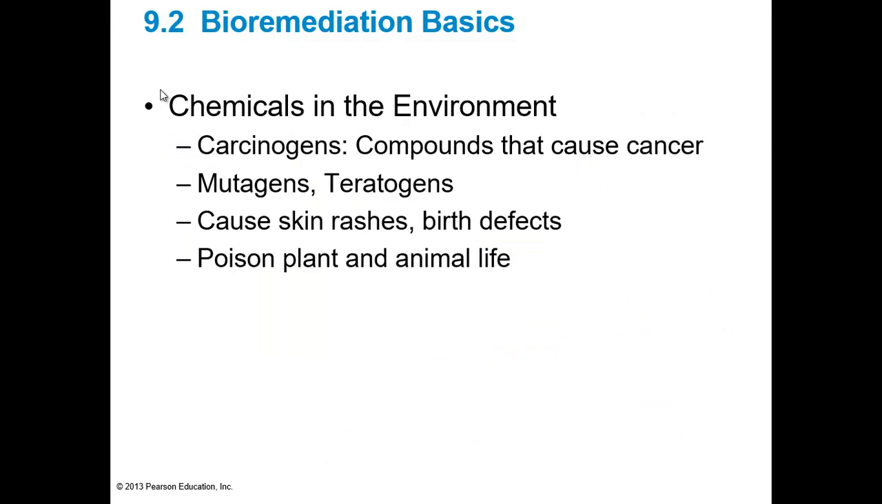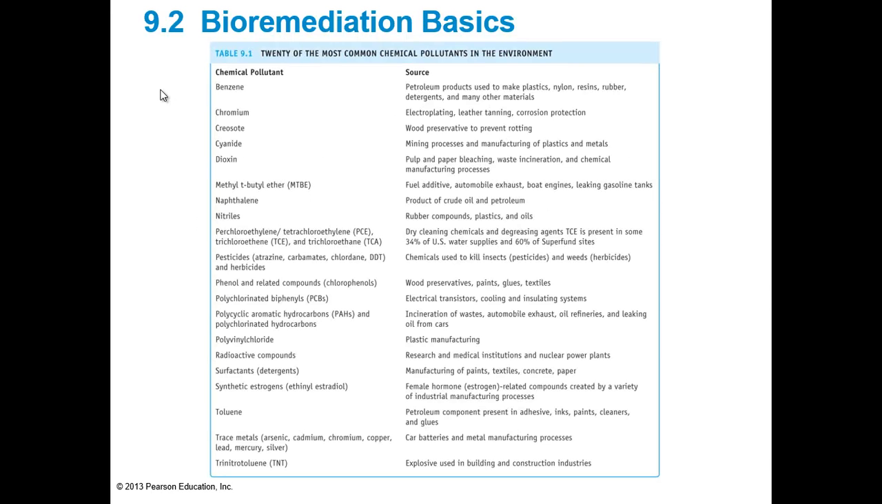Okay, there's lots of different chemicals in the environment. There's carcinogens, mutagens that cause DNA mutation, teratogens that specifically cause birth defects, skin rashes, and those that poison plant and animal life. So we're not just protecting human health, but we're also protecting the entire environment because humans rely upon the environment. Okay, and here's a rundown of some of the different chemicals that are used.